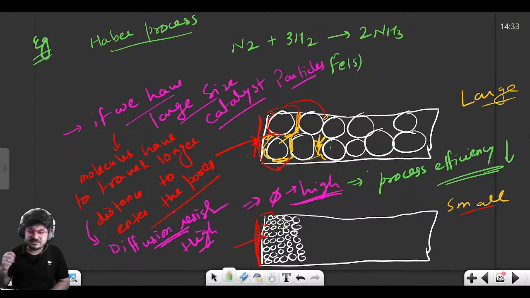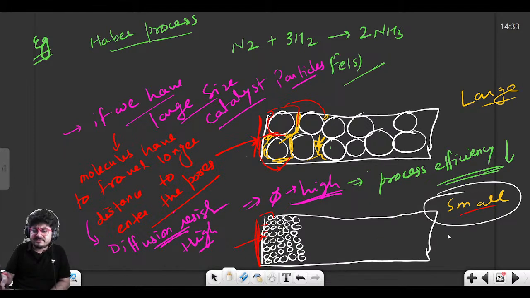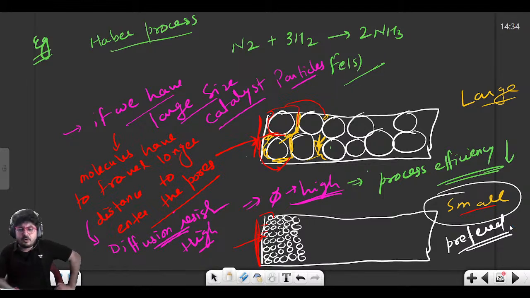So I hope you have understood this. So this is the first thing we have to keep in our mind, that the catalyst particles we are using shall be small size. That's why we prefer small size catalyst particles. ये क्वेश्चन भी आपसे पूछा जा सकता है. Why we prefer small size catalyst particles, not the large size?